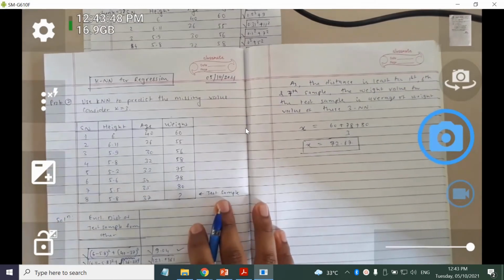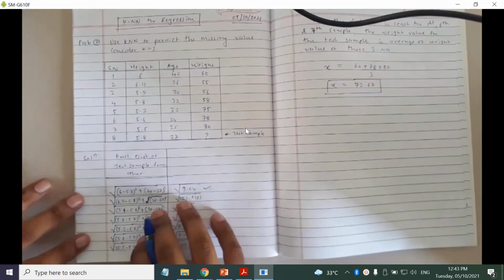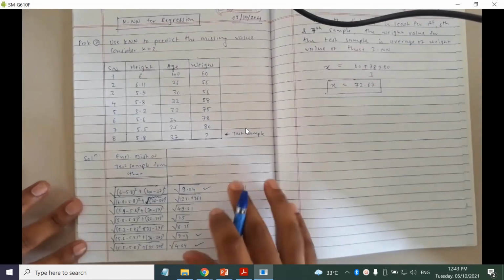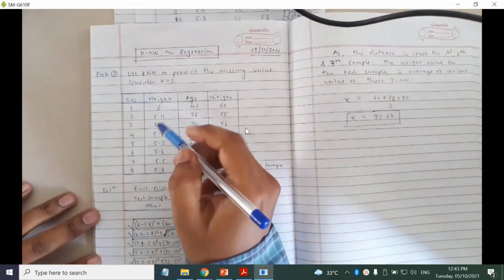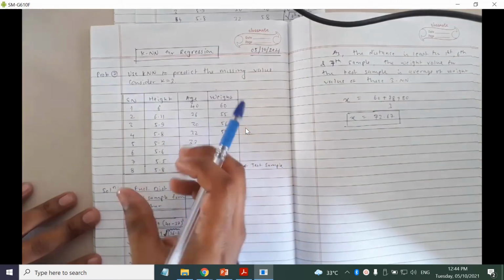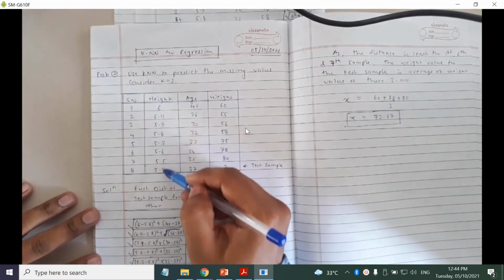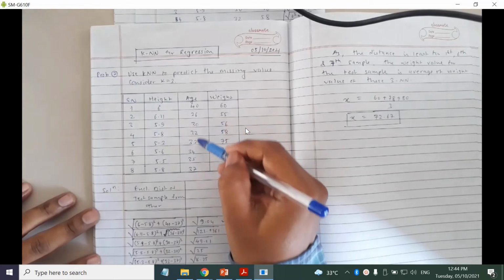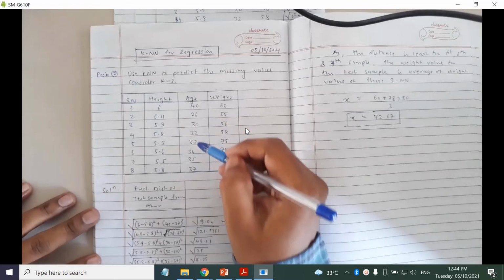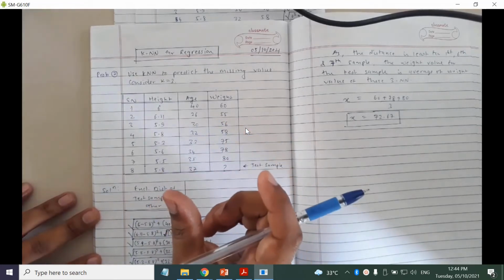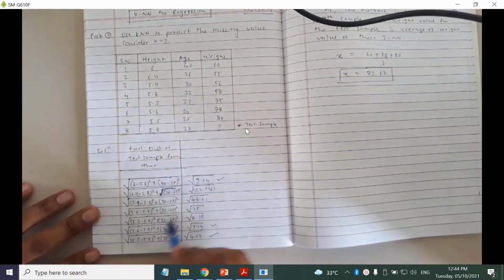Okay, so here we have to observe one thing. See, the height values are pretty close to each other, right? Whereas age values have a larger difference. Now one thing you can notice here is that the age value will impact the distance more, right?